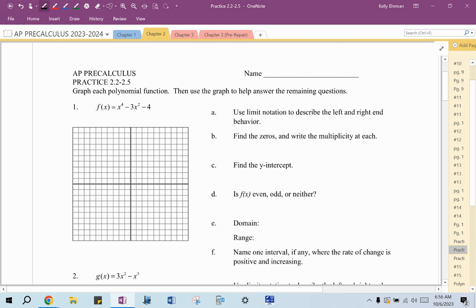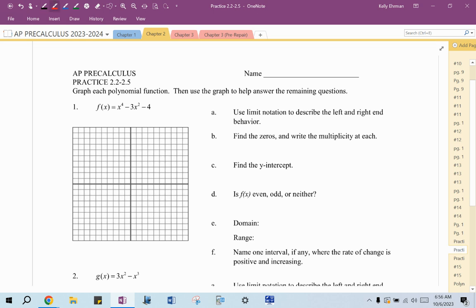All right, guys, today we're going through the practice 2.2 to 2.5. Everything on this worksheet should be done without a calculator. You want to make sure you're practicing your homework without a calculator so that all of those little computational skills are getting sharpened throughout the year.